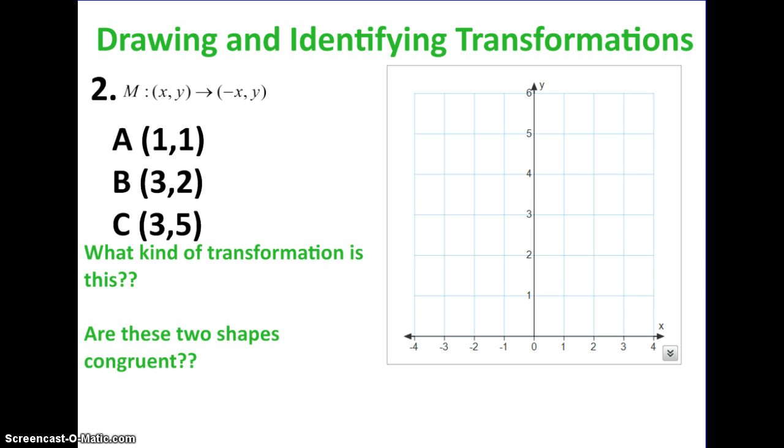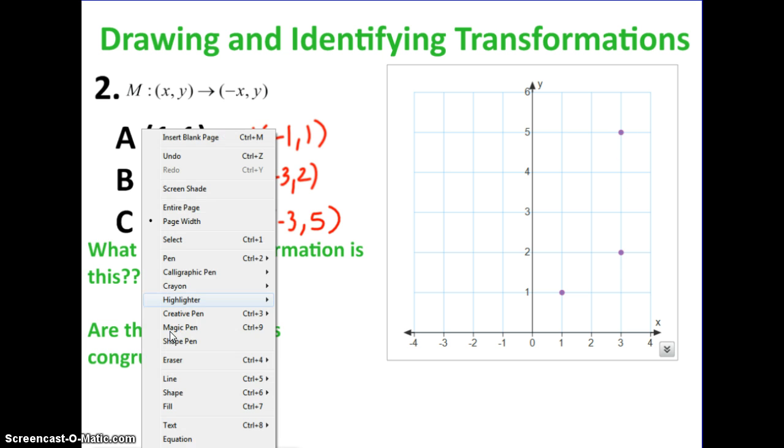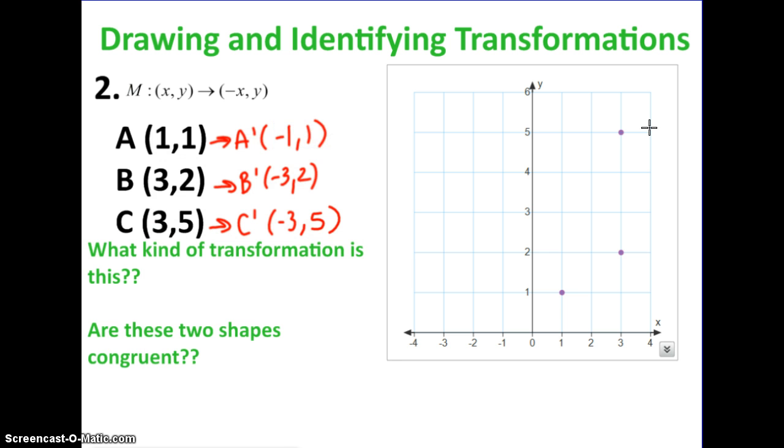Alright, on number 2, this time we're going to take every x value and negate it. Notice the y stays the same. Alright, so now that we have our points, all we have to do is plot them. So I'm first going to plot ABC, which is (1, 1), (3, 2), and (3, 5). And we're going to connect those to make our triangle. Alright, now we want to plot A prime, B prime, and C prime. So (-1, 1), (-3, 2), and (-3, 5), and connect those to make our triangle.